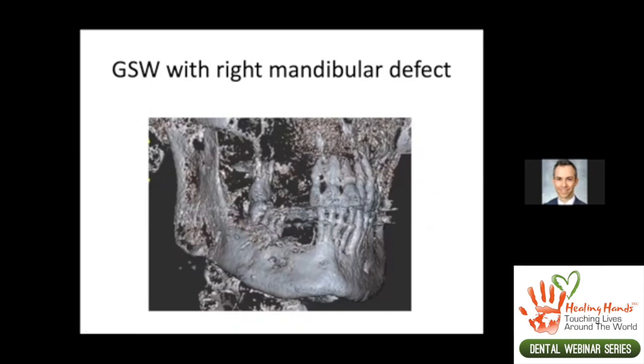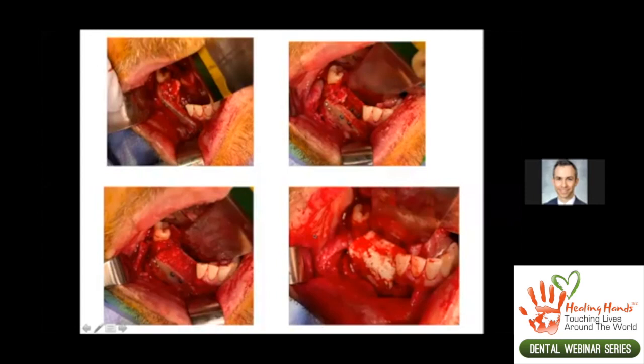Here's a patient, a police officer, that was shot in the neck, and he lost a bunch of bone in the mandible, as well as teeth and bone in the maxilla. He was referred to me by a colleague of mine, and he had a very, very challenging defect. So what I decided to do is I took iliac crest bone. It's very convenient. It's easy dissection. And patients usually stay in the hospital for one night and go home.